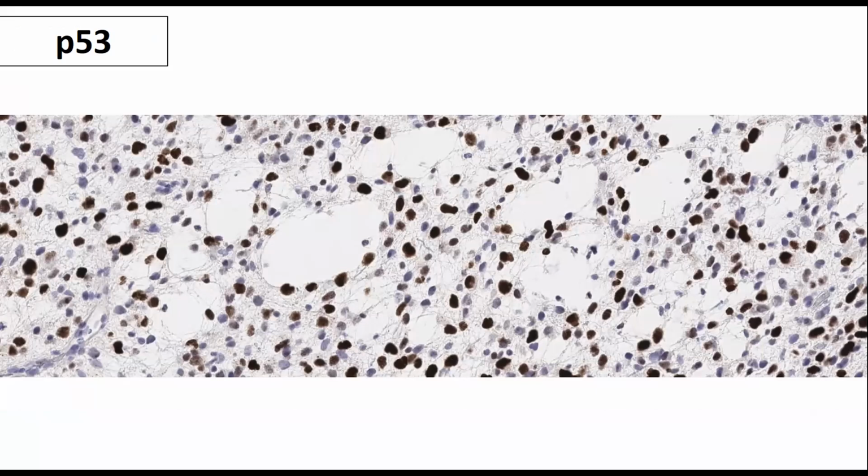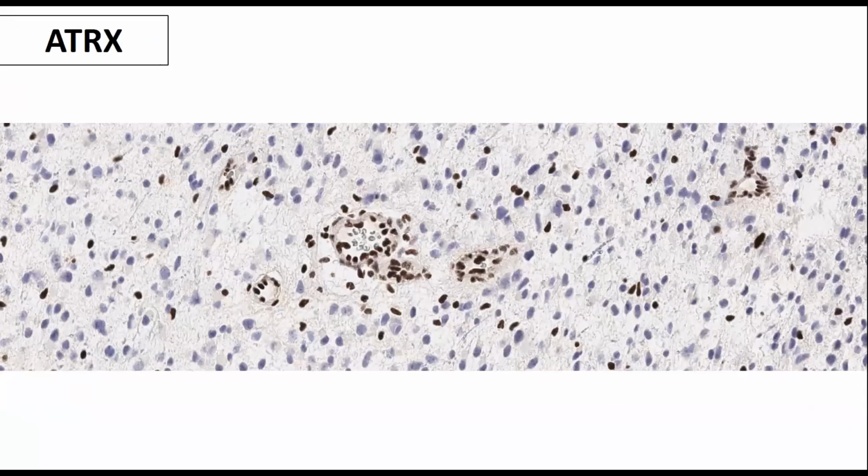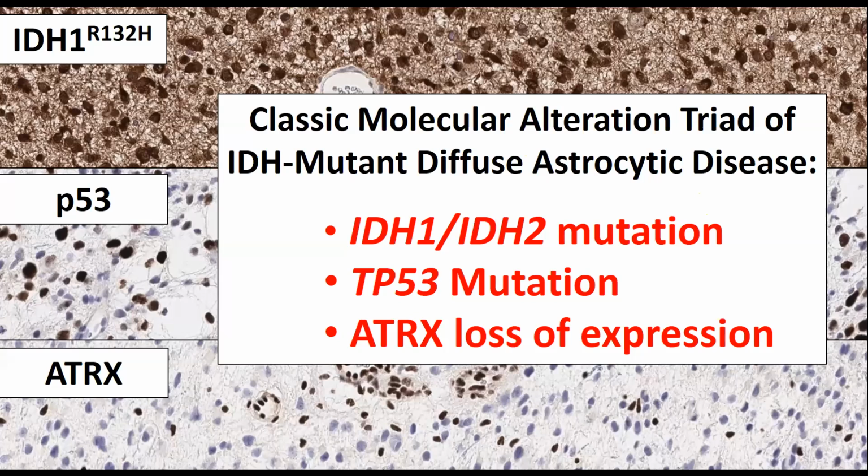P53, strongly positive in a very high percentage. You see the microcyst, that is indicative of a TP53 mutation. Here's the ATRX. Again, we have the internal positive control in the center, that's the endothelial cells, and then there are scattered normal astrocytes, oligodendrocytes, microglial cells that are staining. The vast majority of tumor cells, you only see hematoxylin, so ATRX loss in the glioma, indicative of an alteration. It may not be a mutation, could be post-translational processing, other mechanism. So this is the classic molecular alteration triad of IDH mutant diffuse astrocytic disease.